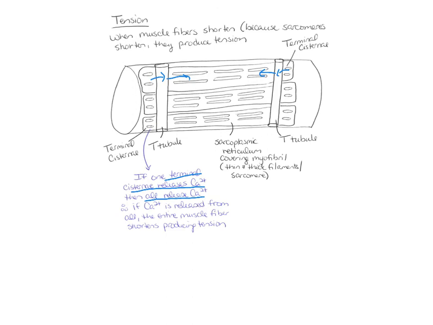All right? So when a muscle fiber shortens, because all the sarcomeres are shortening, they produce what we call tension. And the next time we talk, in part 3, we're going to talk more about what muscle tension is. And we're going to talk about other things that go along with muscle tension.